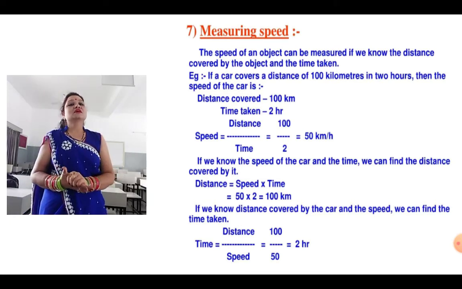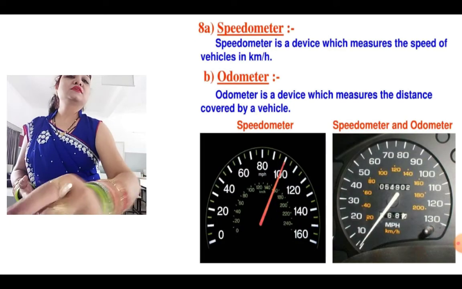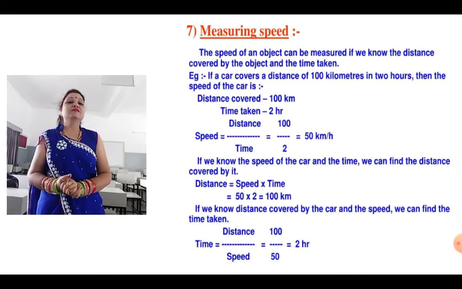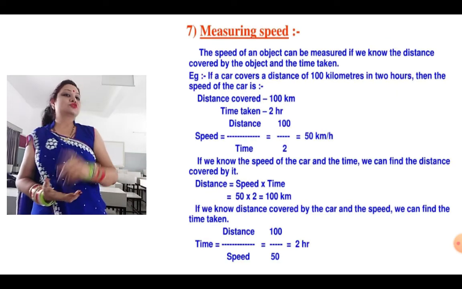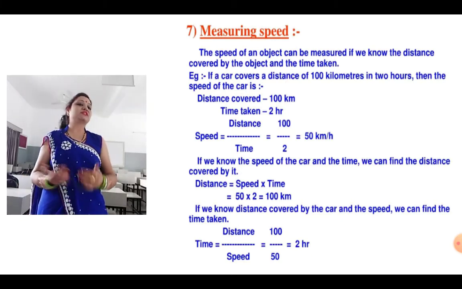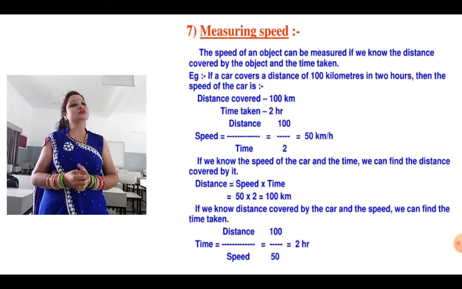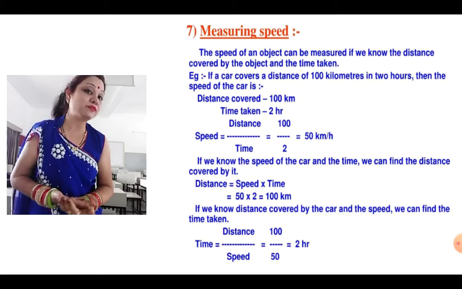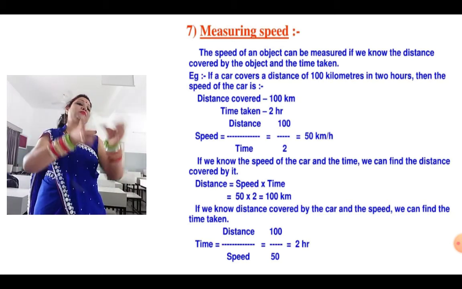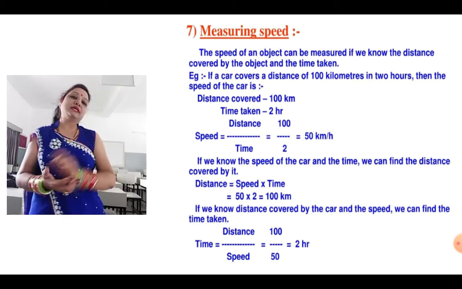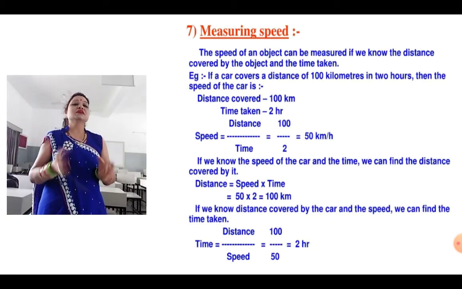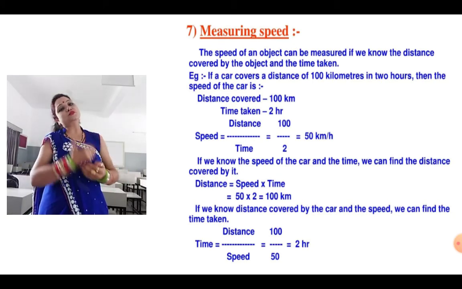Now the next thing. In the same way, from the same formula, we can calculate the time also. So if speed is distance upon time, the time will be distance upon speed, and the distance will be just interchanging the places of these in the formula. You know how to do the cross multiplication? Yes. For the time, it will be distance upon speed.